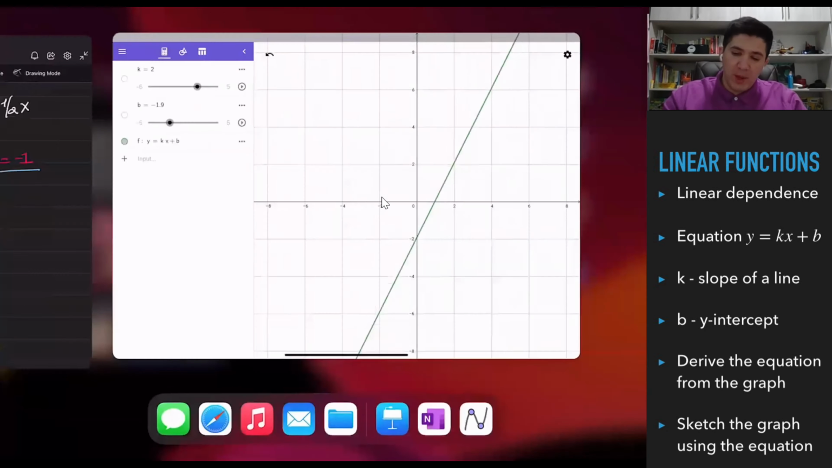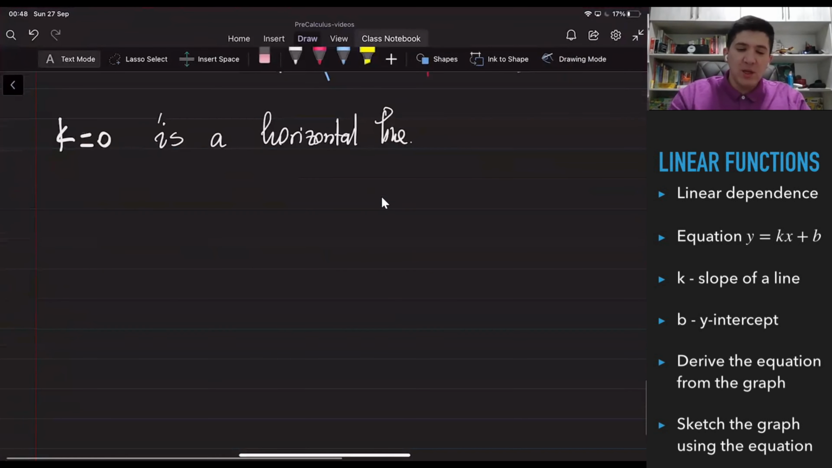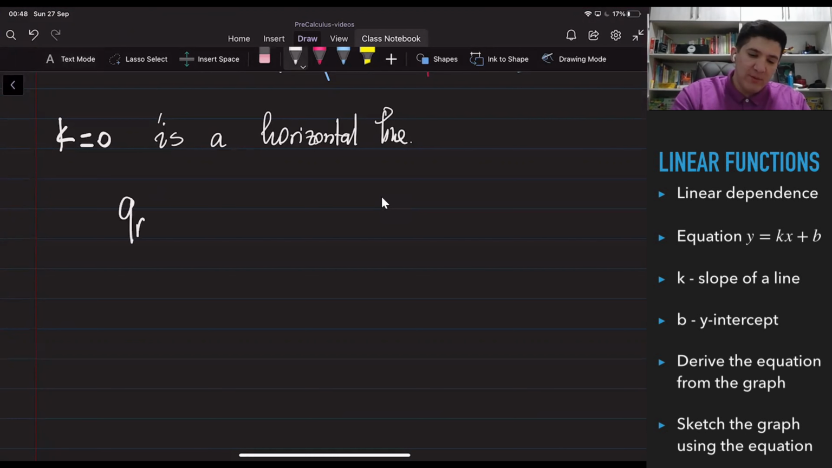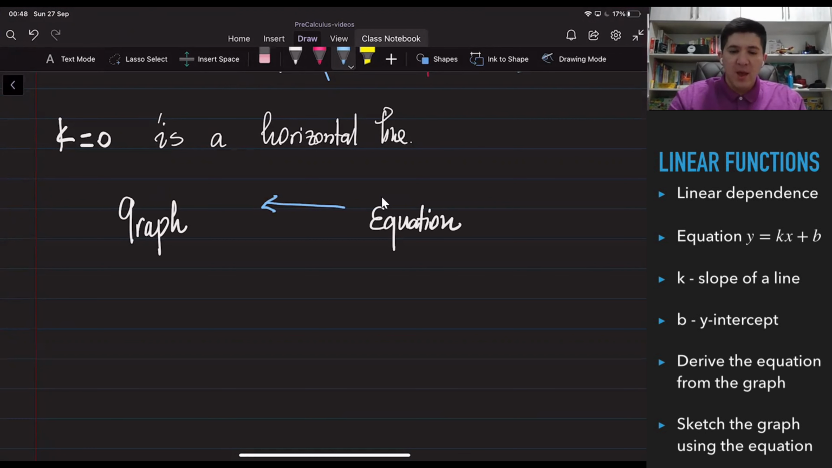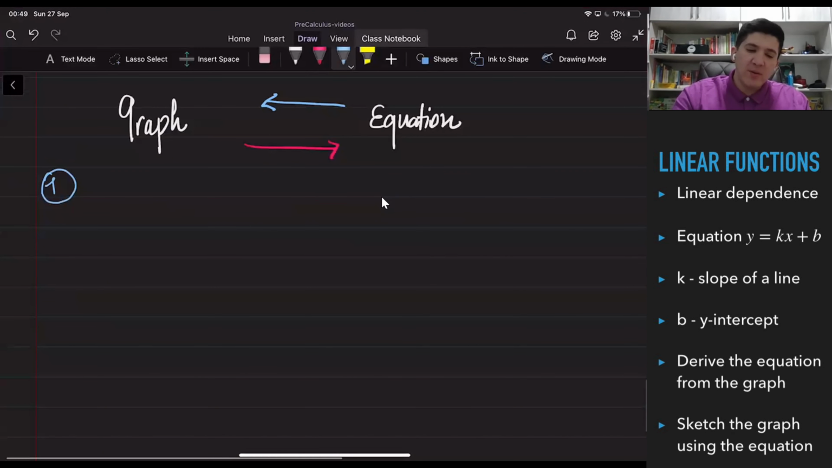Okay, so now we need to learn how to draw a line and how to get an equation of the line. Basically, the graph and the equation. If you are given the equation, how to draw the graph, and at the same time, if you are given a graph, how to derive the equation. So the two questions are really important. We are going to start from the first one: if you're given an equation, how to draw a graph.